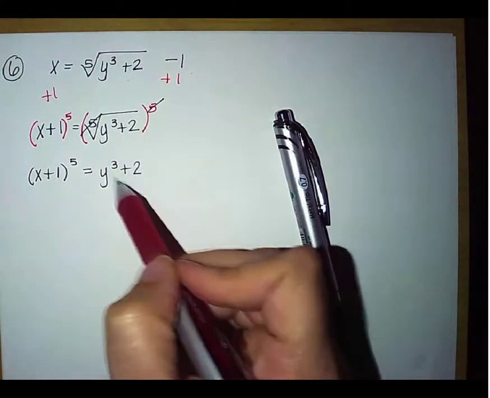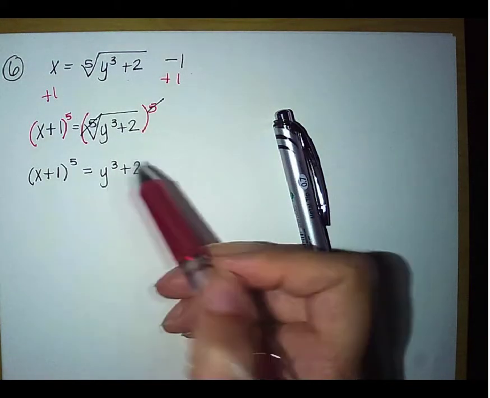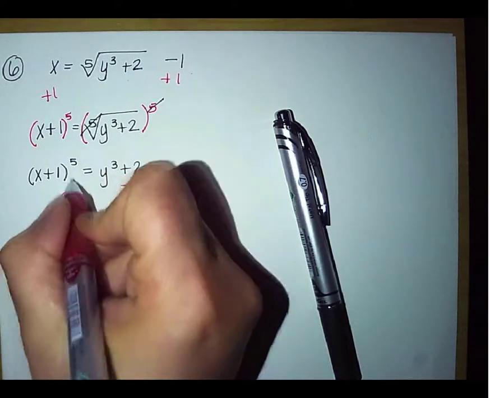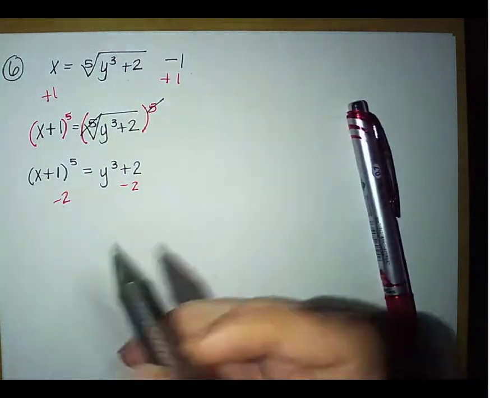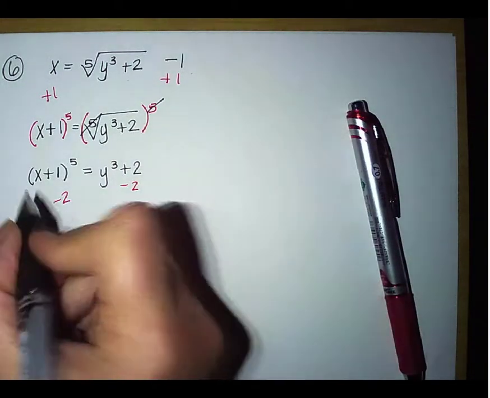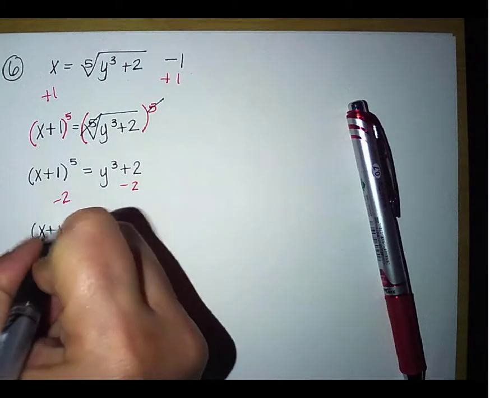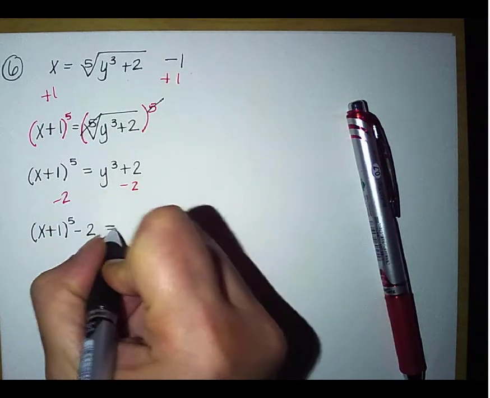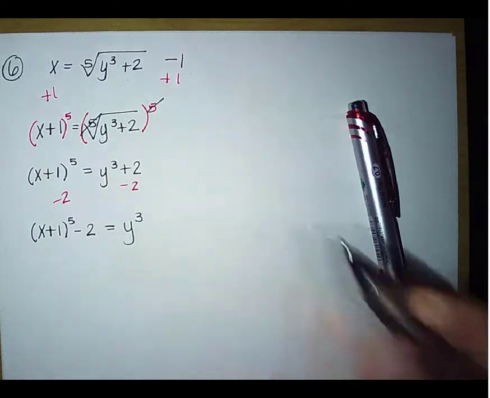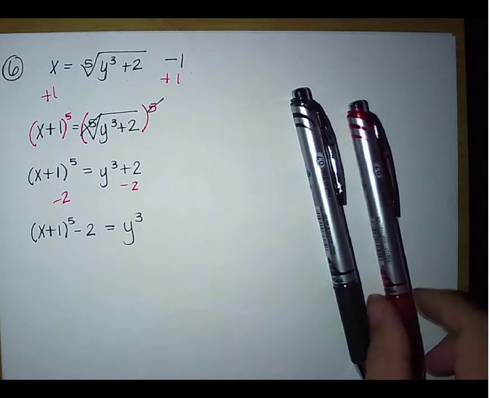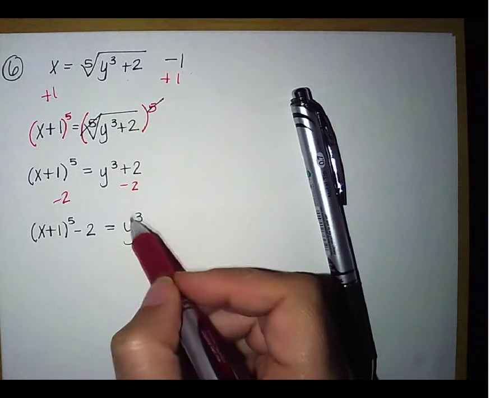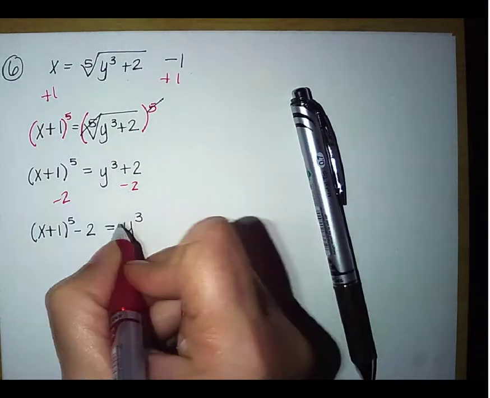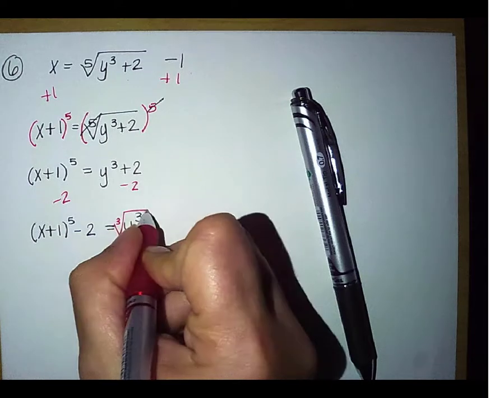So now we're going to move the plus 2 so we can get that y cubed by itself, and then minus 2 from both sides. Again, we're just going to tack this onto the end of that (x plus 1) to the 5th. So we're going to have (x plus 1) to the 5th power minus 2 equals y cubed. We're almost done. Just one more thing to get rid of. We need to get rid of this power of 3. It is a power, so the opposite is a root. So we're going to do the cube root on both sides.